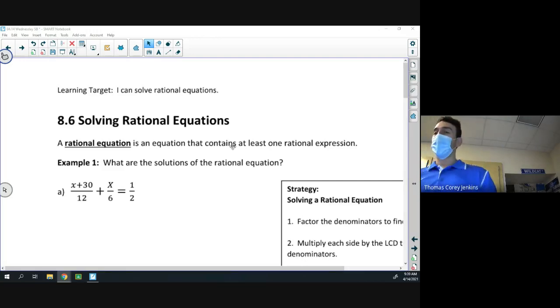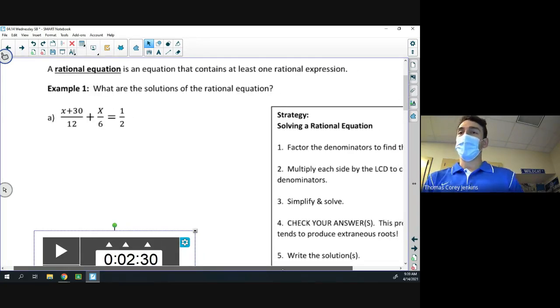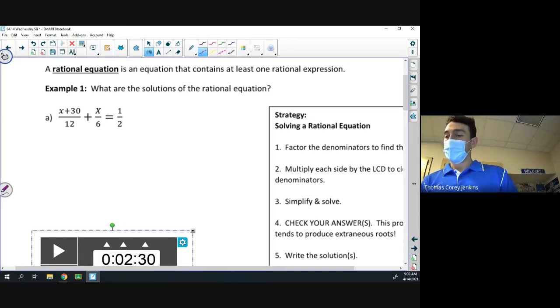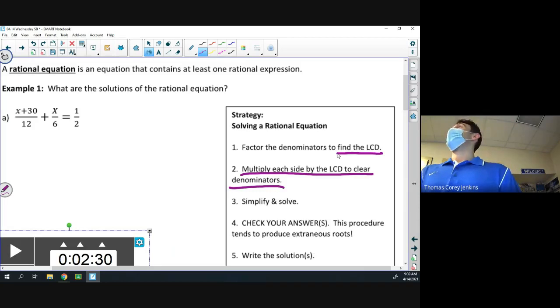But kind of to turn it into an equation that we're used to handling, like a linear equation or a quadratic equation, the big two steps would be to find the LCD and then multiply by the LCD to clear the denominators. Okay. Once we have no denominators, then life is, like I said, a little bit easier. We either have a linear equation or a quadratic equation, and it should be pretty simple from there.